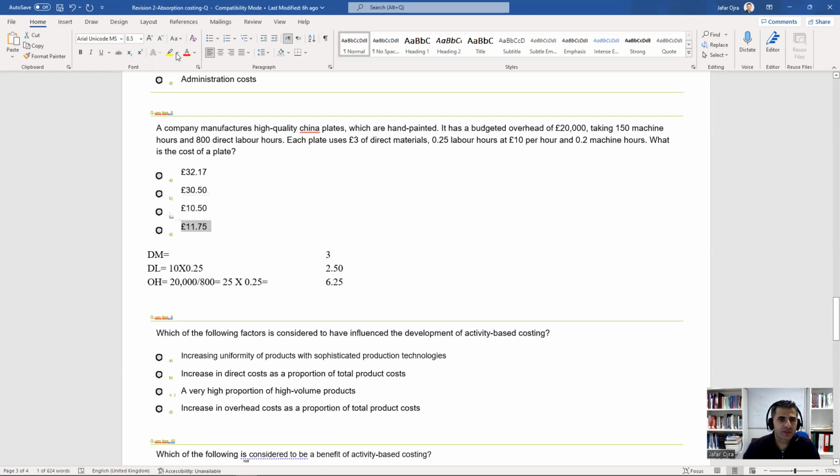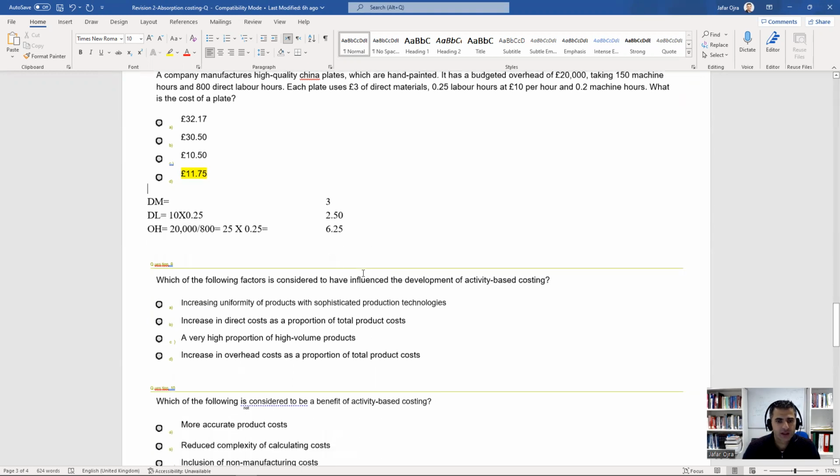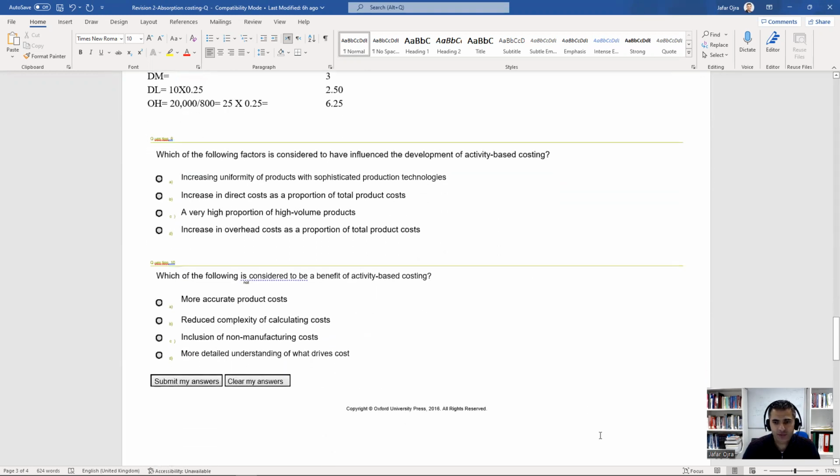So the total cost, including the variable cost, material, labor, and also the overhead, is £11.75.